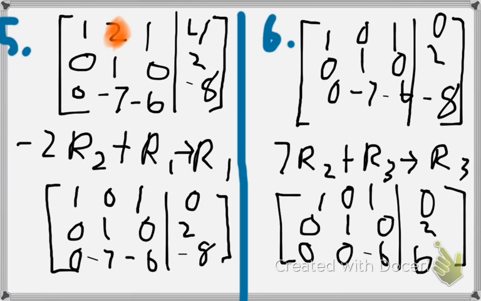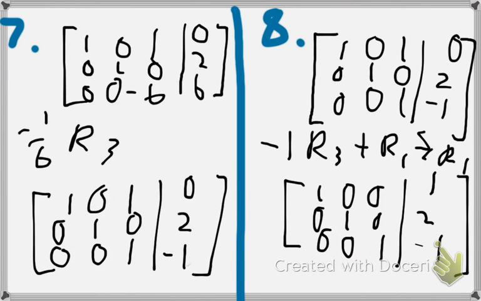And after that, you want this -7 to go to a 0. So again, you use row 2 because it has a 1 in it and the others are 0, so it won't affect the other numbers. And so you do 7 row 2 plus row 3 equals row 3, and you get a 0 here. And nothing else has changed except for this, but it will have to change no matter what.